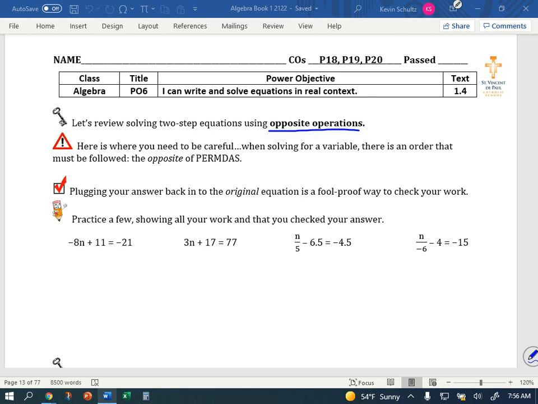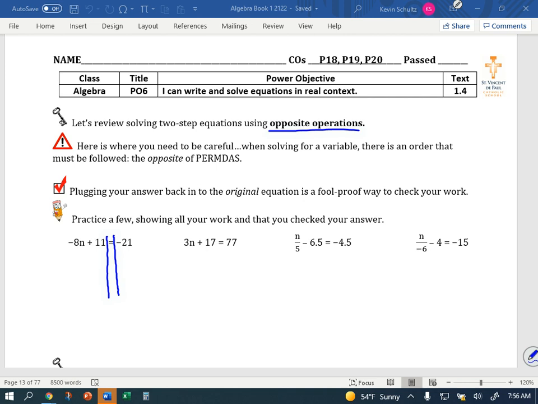For example, negative 8n plus 11 equals negative 21. I'll draw my tracks in there. Choo-choo. What would you do first here? Raise your hand and tell me what you would do first here to isolate n, get n by itself. Max. I would do 11 minus 11.